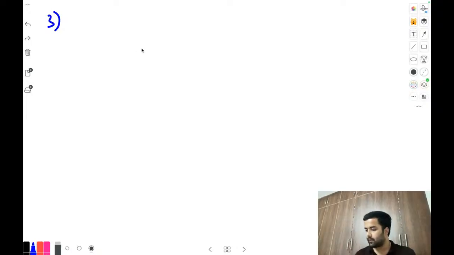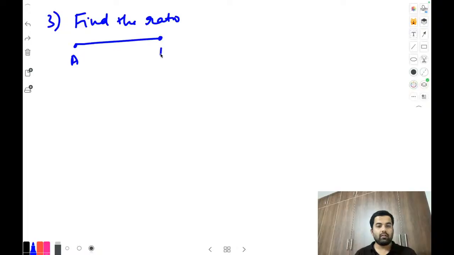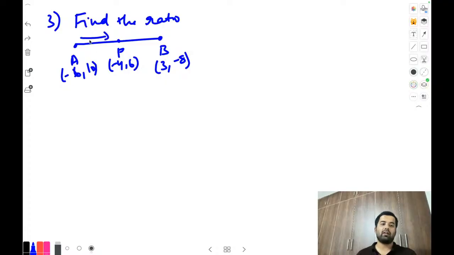Now, the question is: find the ratio. We are keeping the values below. A value here, B value here. A value is minus 6, comma 10. B value is 3, comma minus 8. And the P point is also given. P point is minus 4, comma 6. We have to figure out the n value.